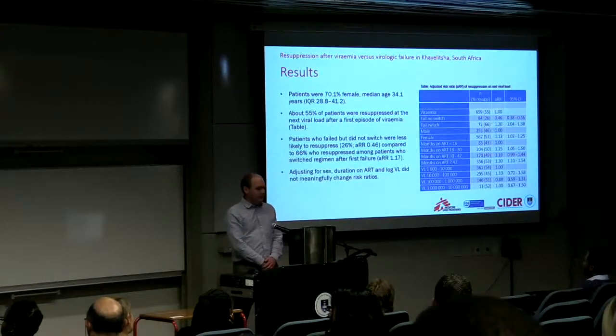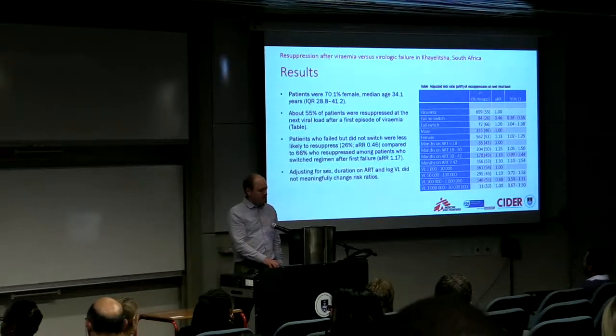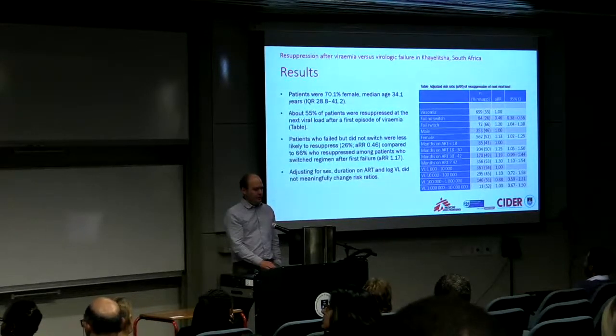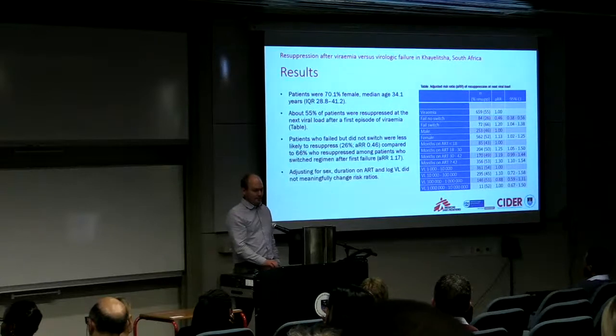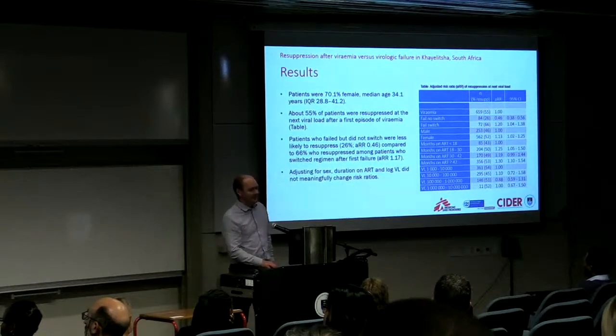Right. Patients were 70% female and 34 years old. About 55% of the patients were resuppressed at the next viral load after their first episode of viremia. That's in the table. Patients who failed but did not switch were less likely to suppress compared to those who resuppressed after switching regimen after their first failure. And again, I refer you to the table.